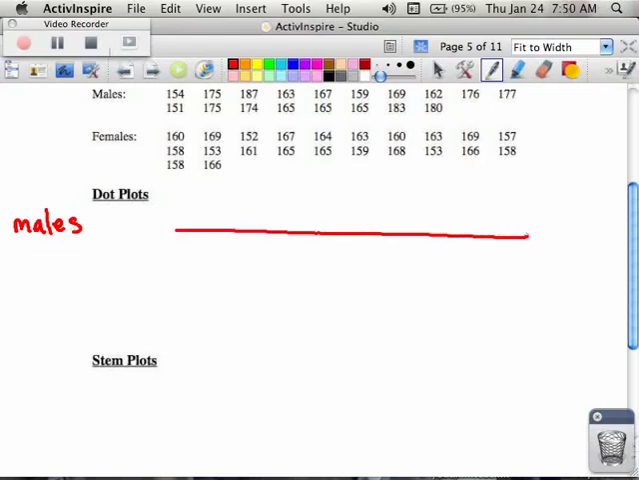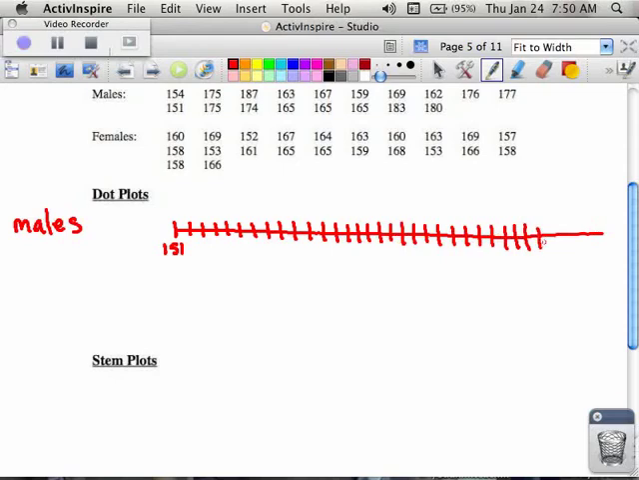Along this number line, you'd want to display the lowest value, probably 151, and then all the way up to the highest value, which looks like 187. Does that look right? So 151, 152, 153, 154, 155, 156, 157, 158, 159, 160, 161, and so on, up through 170s and 180s, to 187.